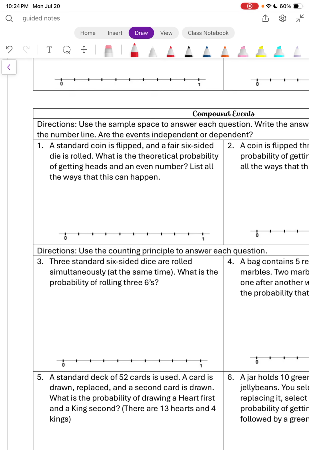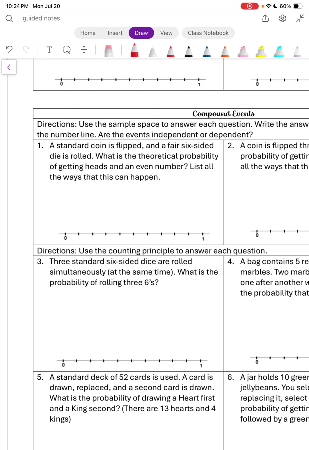In this lesson, we're going to be talking about compound events. Compound, just like a sentence being a compound sentence, there's more than one. We're talking about compound events now. So with compound events, there's more than one event happening. What's the probability that this happens, and then this happens, and then this happens? You might have multiple events going on.